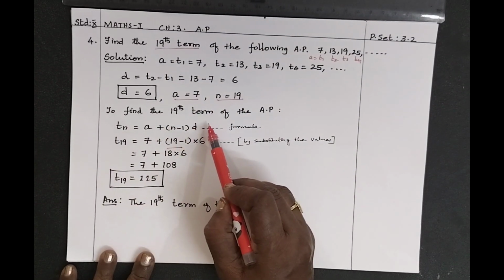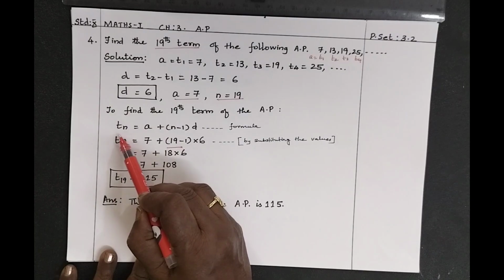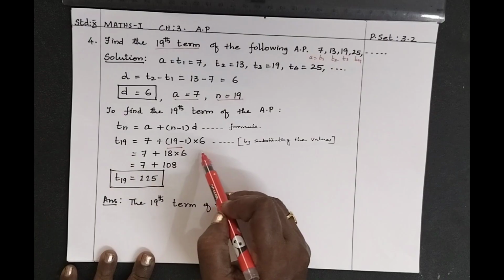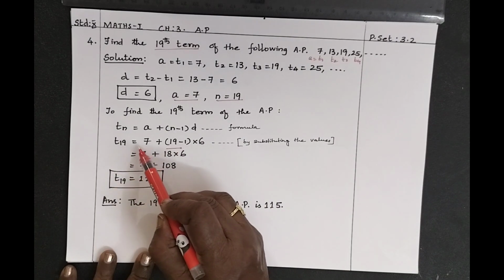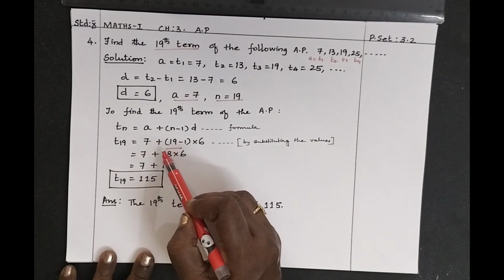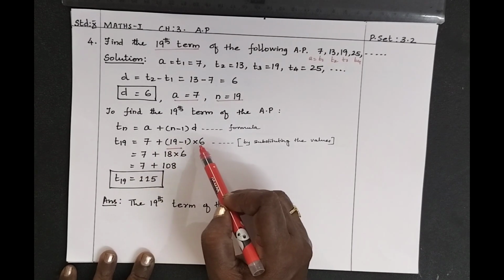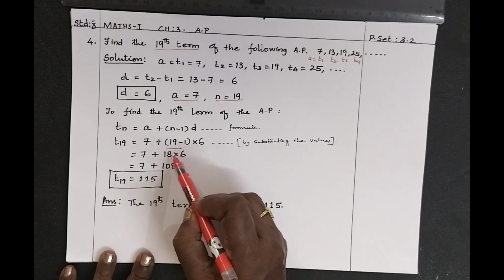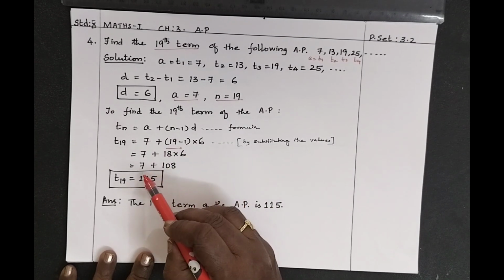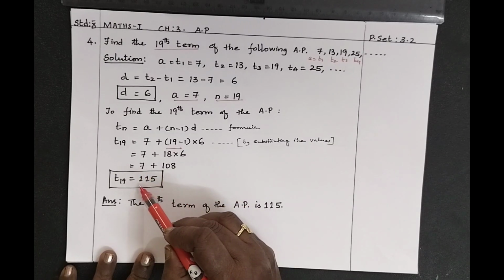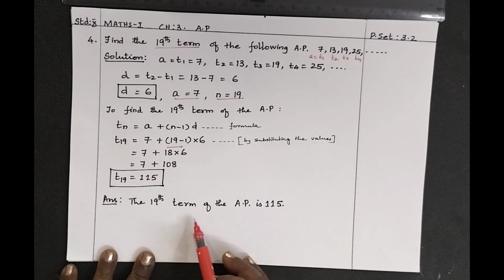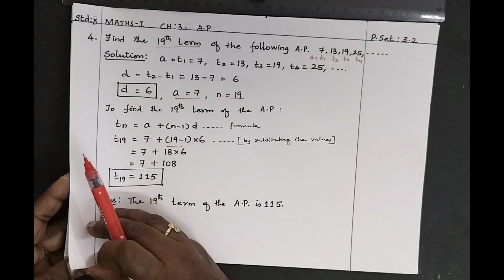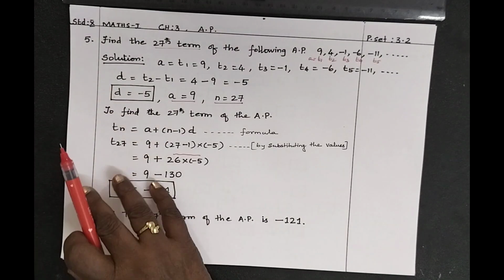Now to find the 19th term of the AP, let us write the nth term formula first. So Tn equals a plus (n minus 1) into d. Now substitute the values. T19 equals a, which is 7, plus (19 minus 1) into d, which is 6. 19 minus 1 is what? 18. 18 into 6, multiply this first, that is 108. So 7 plus 108 is equal to 115. Therefore, the 19th term of the AP is 115. Next, fifth sum.